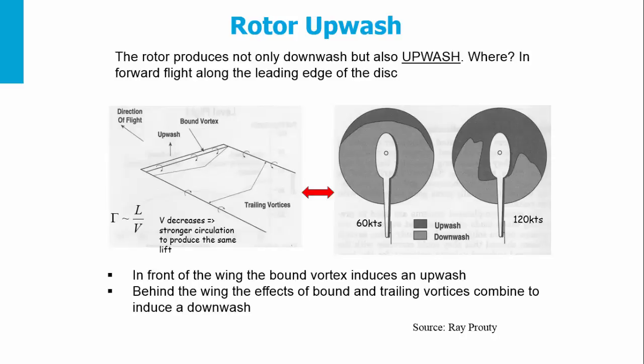So the circulation, which is proportional to the ratio of lift divided by the forward speed, shows that if the velocity decreases, we have a stronger circulation in order to produce the same lift. This happens as well in helicopters. The front area of the disc has an upwash. This is the area of the upwash when we are flying 60 knots, and you see the area of the upwash when we are flying 120 knots. So it is a much larger area, and this is responsible for the upwash.